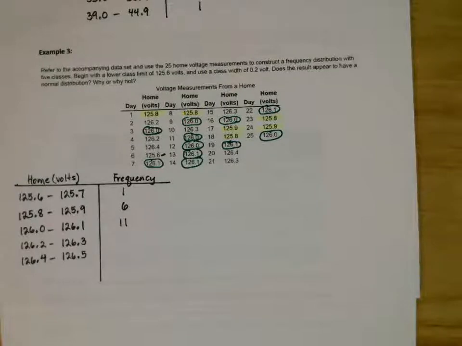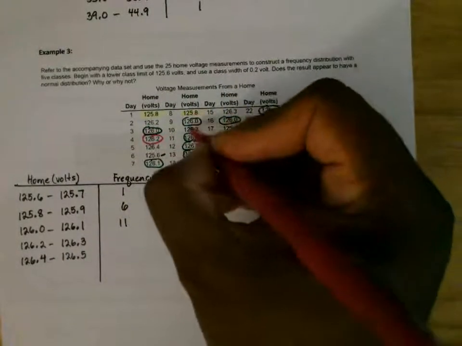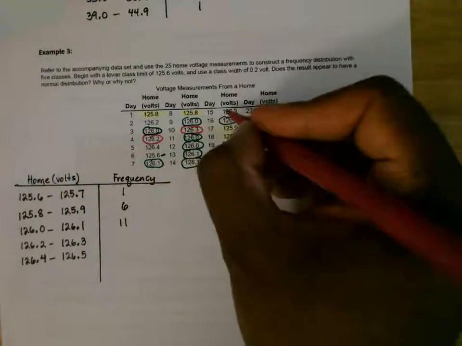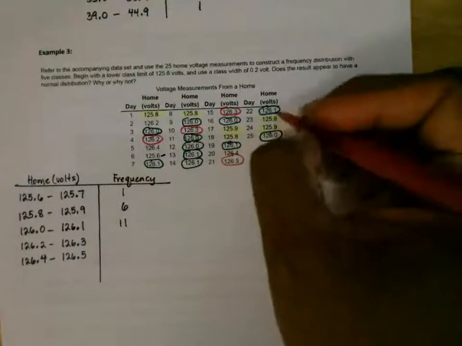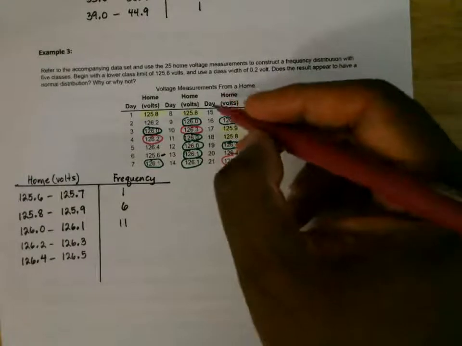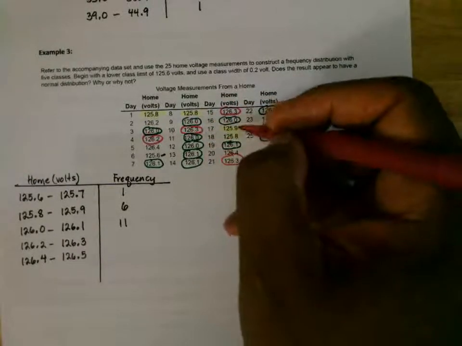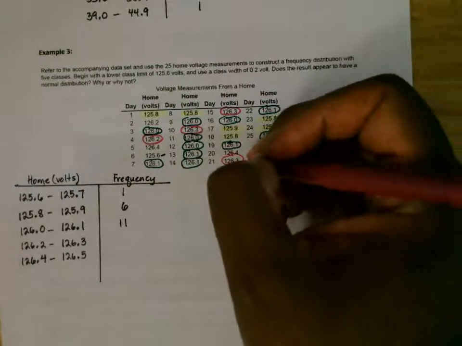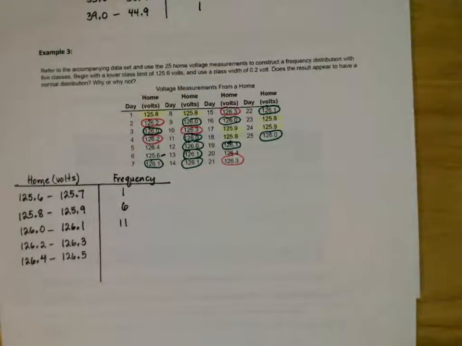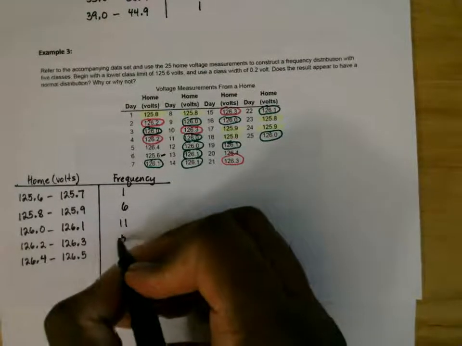And now for the 126.2 and 126.3. In this case, if I use that data set, I do see a 126.2 right here and a 126.3 here, another 126.3, another 126.3. 126.2 is way up there. So in this case, there are 5 data values that are between 126.2 and 126.3.